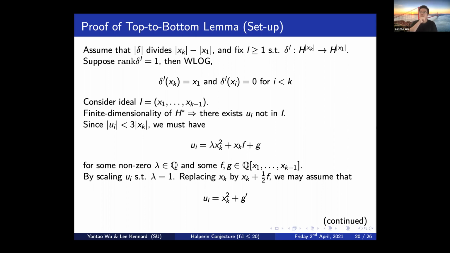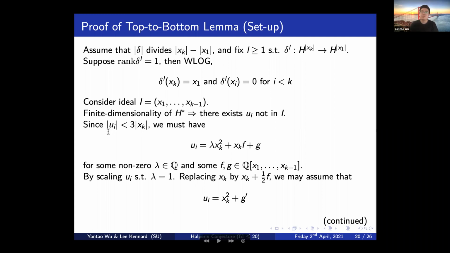Why is that? If all relations are in the ideal, then we can project H star onto a quotient, which is the polynomial algebra quotient by I, which should also be finite dimensional. But we know that the polynomial algebra quotient by this I will be infinite dimensional. So there must be some relation not in this I.